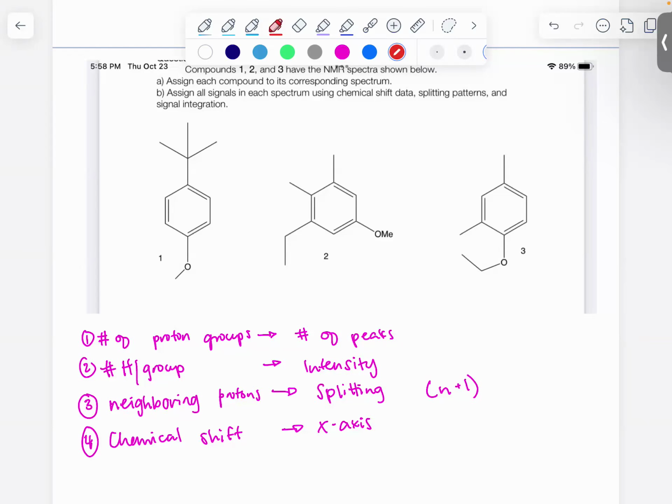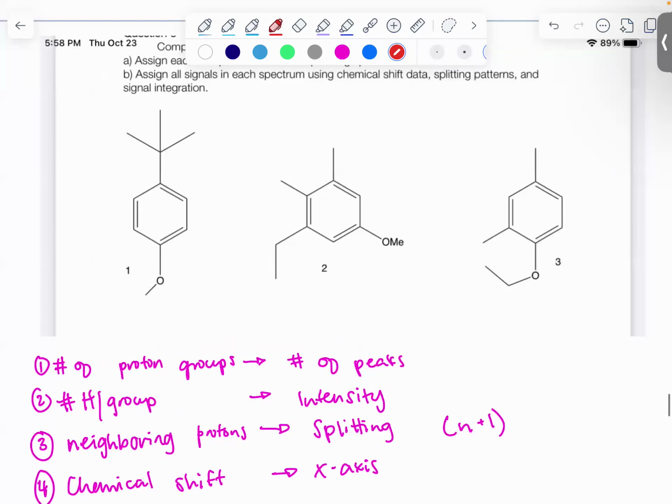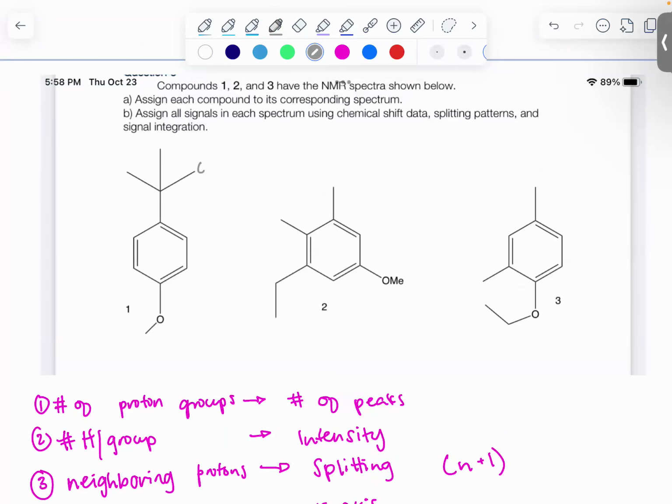So let's break that down. With this first molecule, I would say it is always a good thing to start with your implied hydrogens. Draw them out so that they are easier to see.